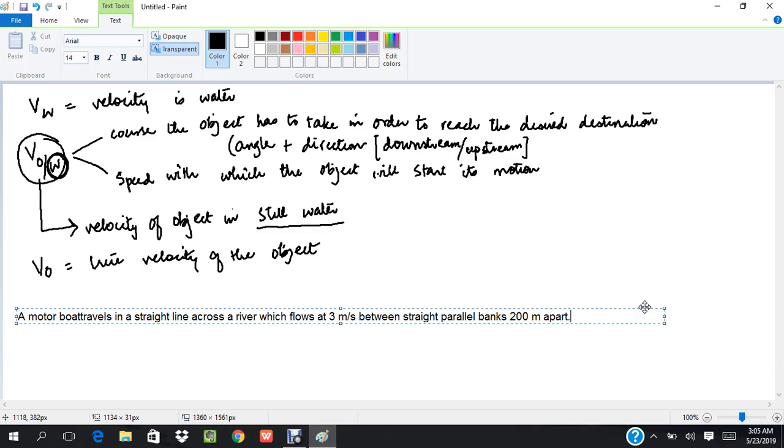The motorboat, which has a top speed of 6 meters per second in still water. So we have been given the magnitude of the relative velocity as well. Why am I talking about the magnitude? Because we don't know the direction yet.